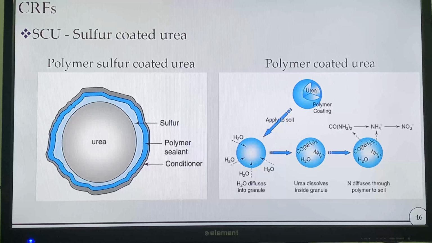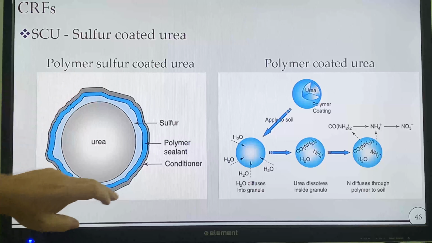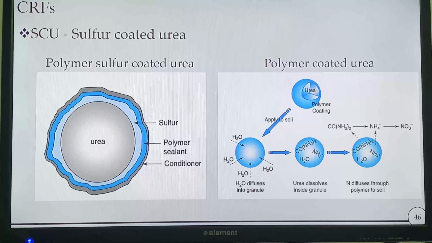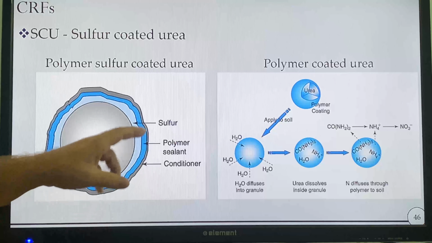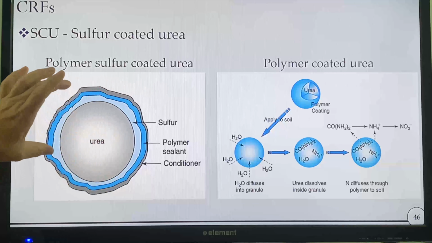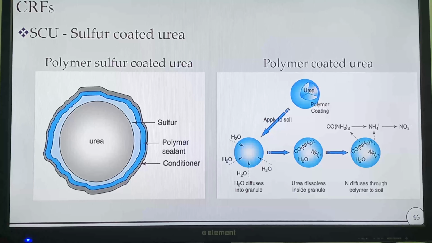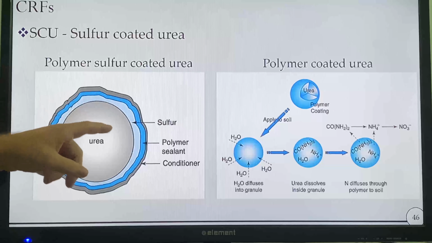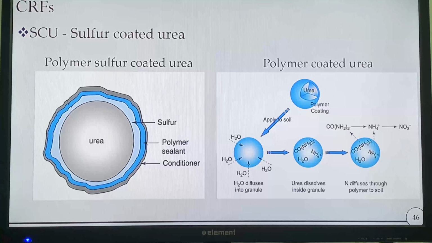We also have the sulfur-coated urea. Once this sulfur layer decomposes, we have this conditioner that is going to keep this in for a moment. This is like the first line of defense, this polymer sealant. And then, once this polymer sealant begins to degrade, we will have a release of sulfur, which will then start to release some of that urea.